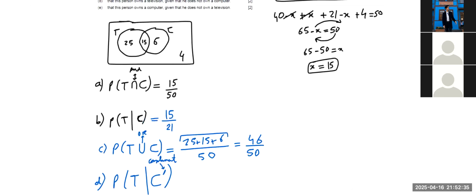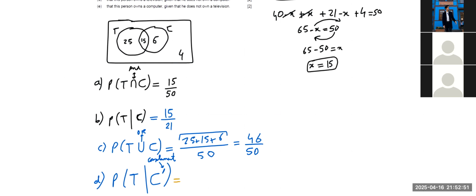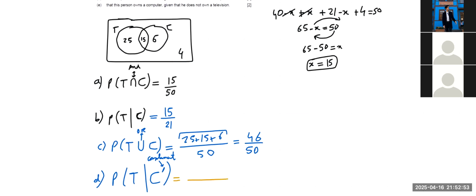Okay, first of all, now with this condition that I'm talking about people that do not own computers, what is my sample space now? It's not all 50 people, is it? How many people are in my sample space if I'm talking about people that don't own a computer? So would it be just 25? Isn't it 29? 29, exactly, because these four also don't own a computer. They don't have either. So 29 people that don't own computers.